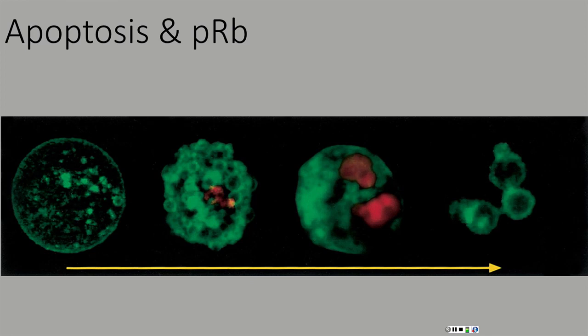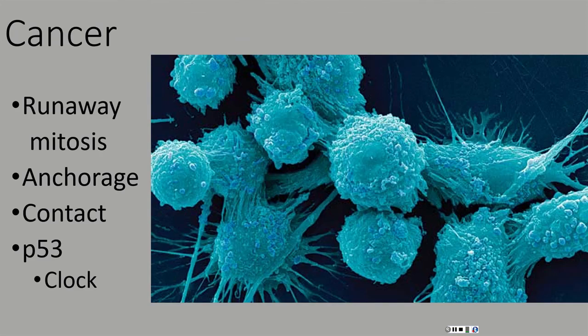So apoptosis is programmed cell death, and it's not a bad thing. PRB is the gene that controls apoptosis by initiating apoptosis. But in some cancers, PRB has been kind of turned off and apoptosis has been prevented. So cancer, as we said, is just runaway mitosis. It's mitosis when there should not be mitosis.